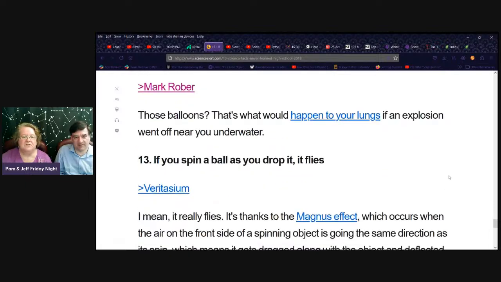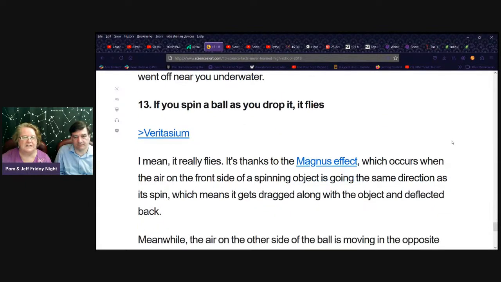Yep. If you spin a ball as you drop it, it flies. Number 13. I mean, it really flies. The Magnus effect. I think there's a video about that, too. Is that a video? I don't think it is.